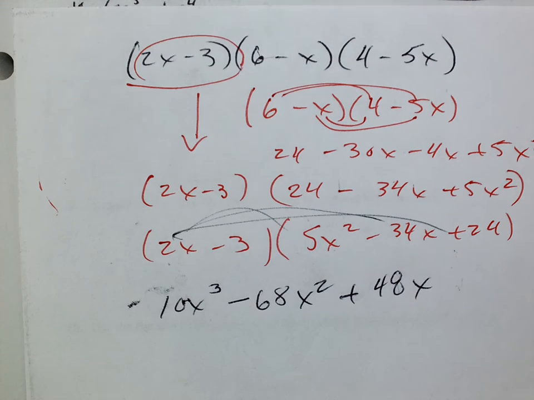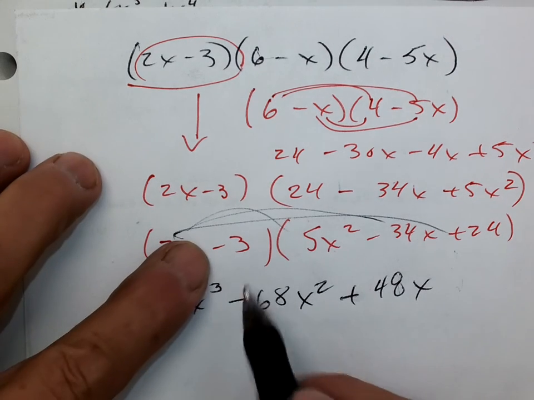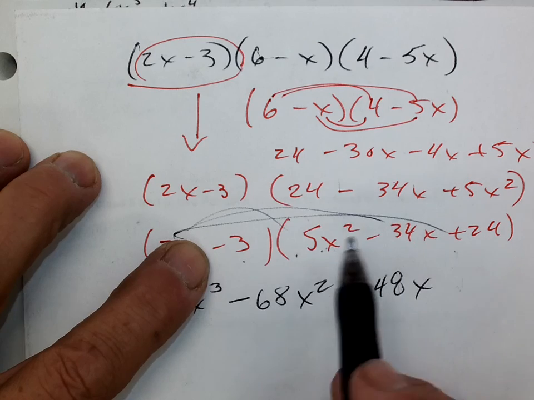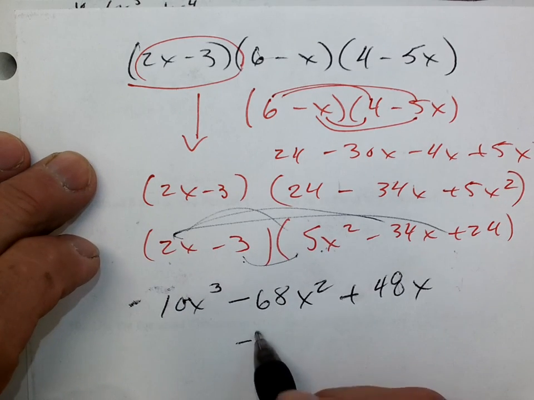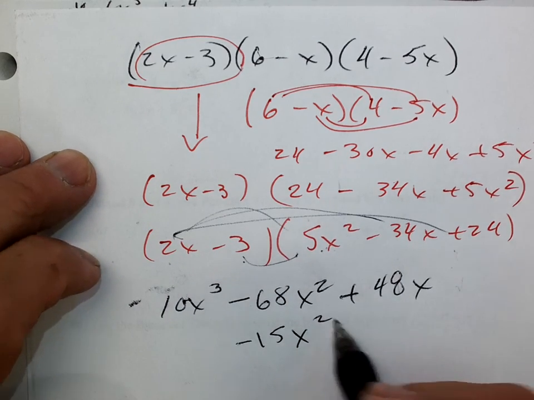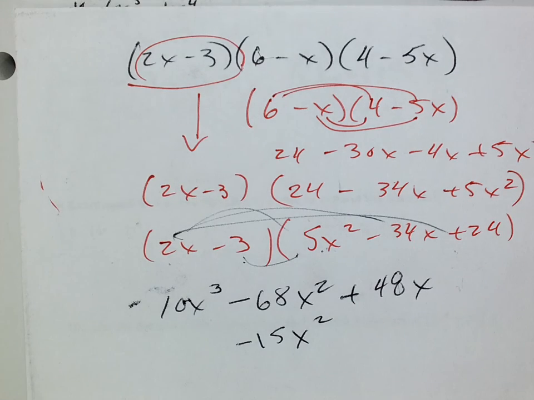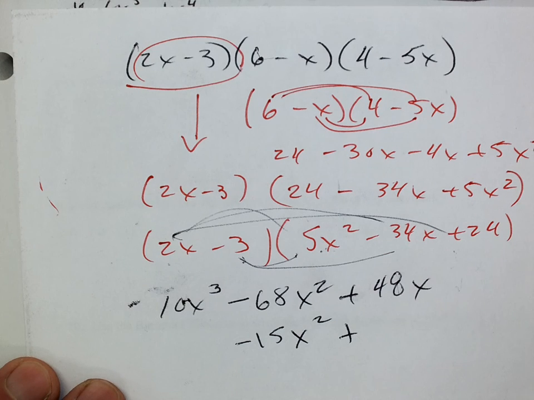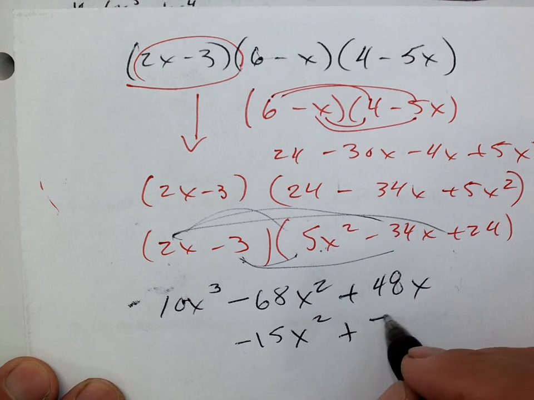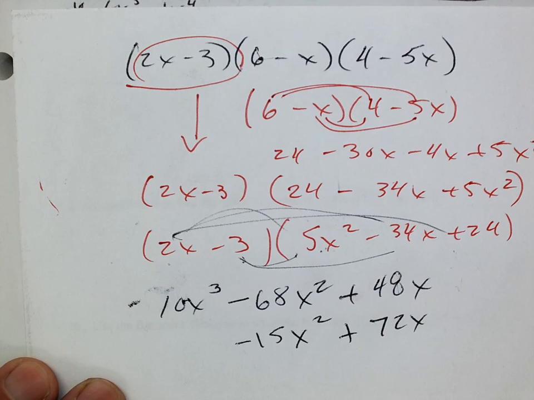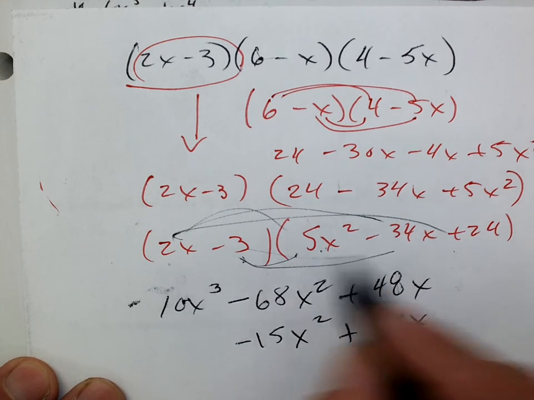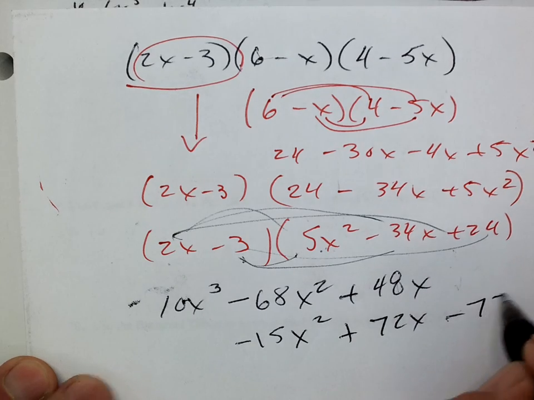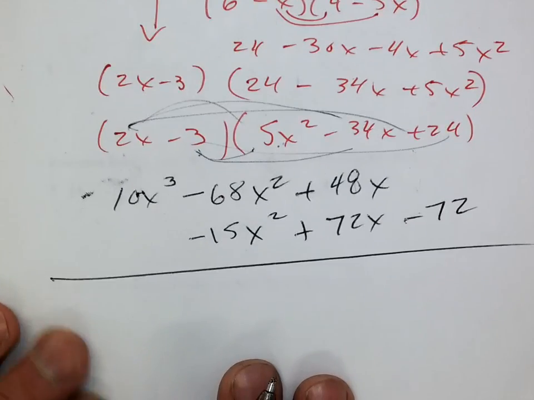Now, we're also going to have to go the negative 3 times all 3 of these. Negative 15x squared. Let's line them up. Put the x squareds with the x squareds, right? Positive, let's see, what is that? Positive 102x. And then finally, I think that's 72 also, right? Minus 72. Okay, we're almost done with this big ugly thing.